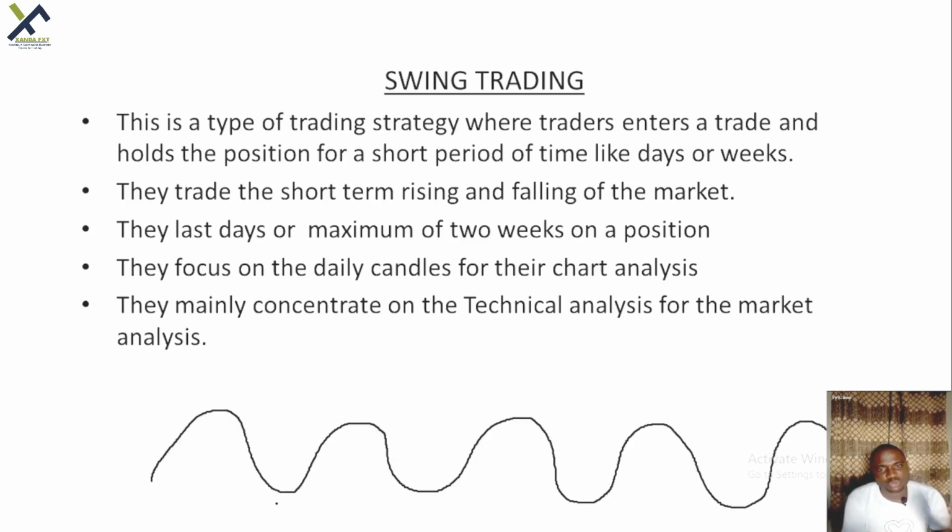Okay, what a swing trader does, he trades one swing per time. From point A here to point B here is a swing. From point B to point C is a swing. Then from point C to point D is a swing, and so on and so forth. What he does is trade a swing per time.